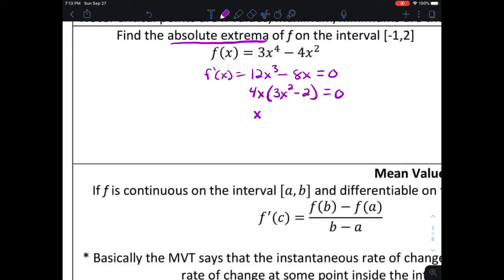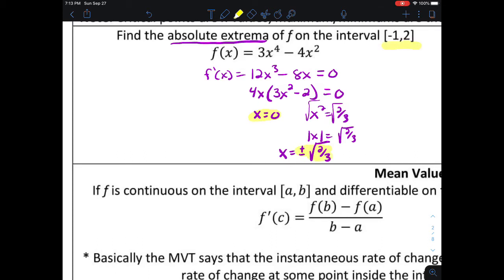So this would give me x equal to 0. And then we would have x squared equal to 2/3. I would take the square root of both sides, and that would give me the absolute value of x equal to the square root of 2/3. I got two possible values here: x could equal positive or negative square root of 2/3. And so those are my critical numbers. My critical numbers are when x is 0 and x is equal to positive or negative square root of 2/3.